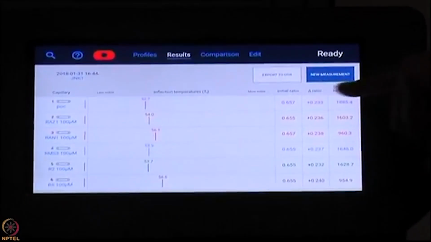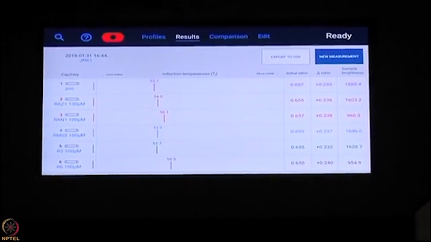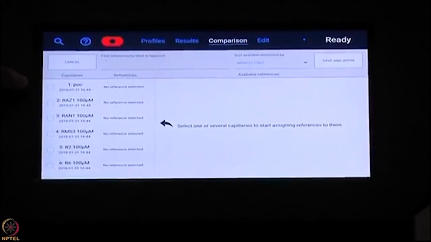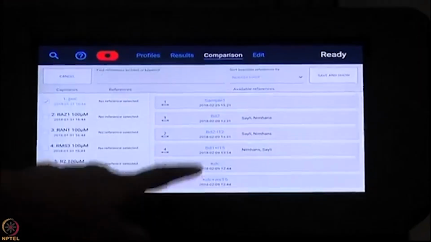So you always get the delta ratio, which will tell you the percentage unfolding, and the sample brightness. It is not exactly a quantitative parameter. It is relative: if I'm taking 1 sample as a standard, against that one, what is the brightness you have. It will always give the relative quantitation figure also.